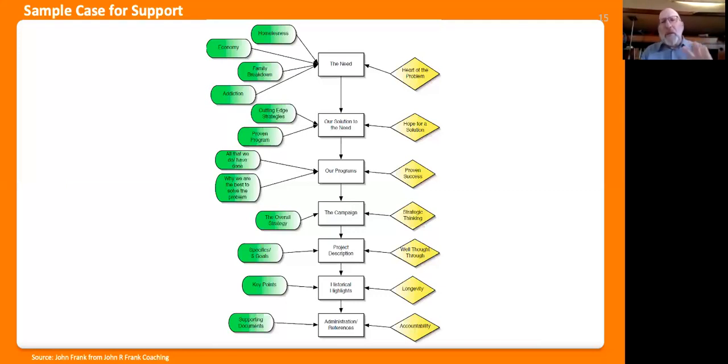Now, it may look like a lot, but I just do one page of the first three boxes. Maybe you might have a couple pages of the need. And then the campaign is one page. The project might be one page. Historical highlights could be a couple pages depending, but I just list the year you were founded, new executive director, added this program, just real simple historical highlights.